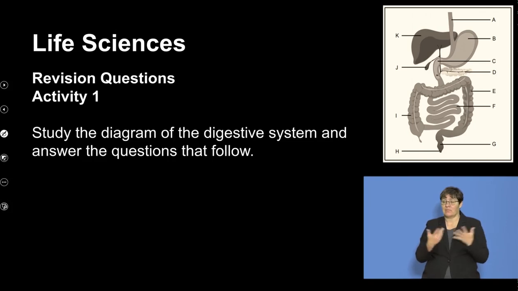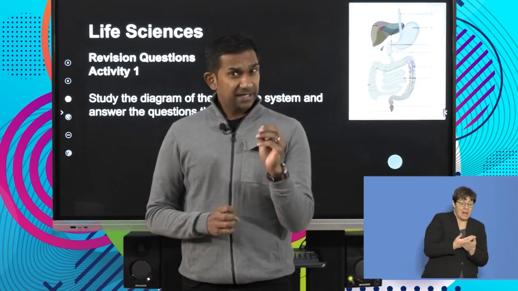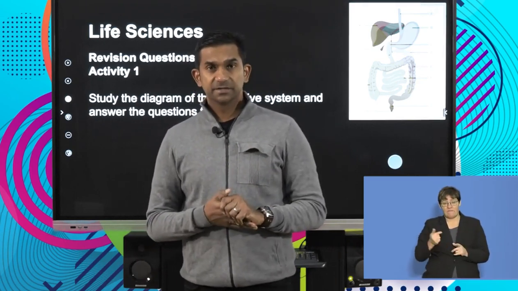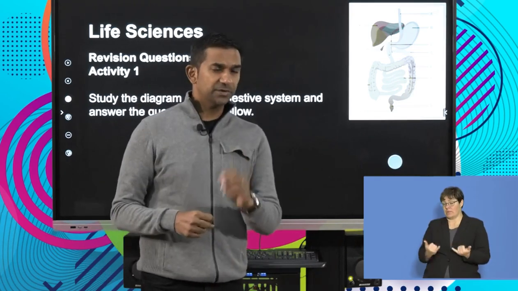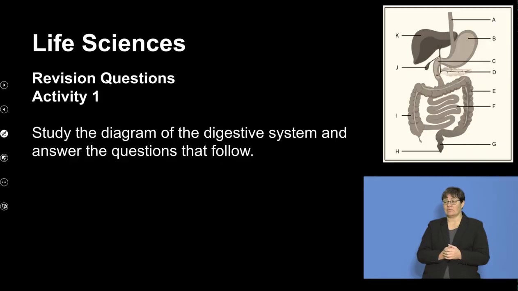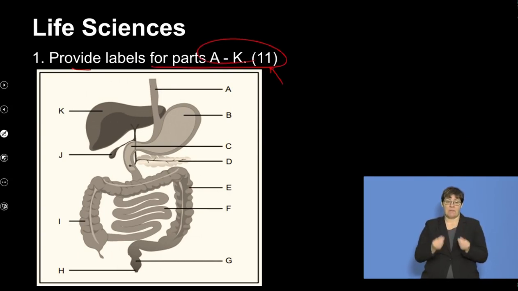So guys, as we wrap this segment up, it's important that we have an overview of the application of some of these concepts. So I've put a few questions together. Let's see if we can apply what we've just looked at. The question refers to the following image that I've got up on the board. Study the diagram of the digestive system and answer the questions that follow. We've got a diagram that has various different parts labeled on it. Provide labels for parts A to K, 11 marks.